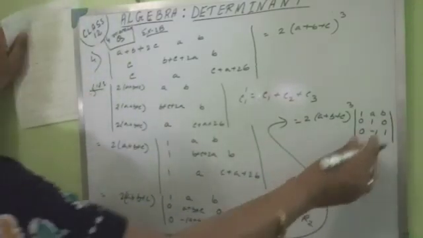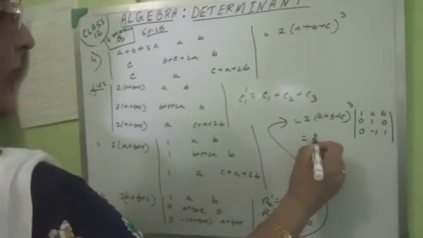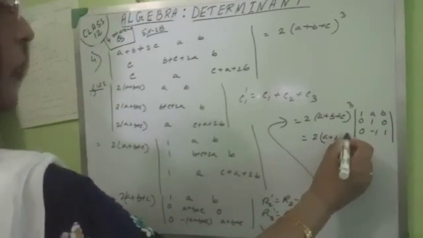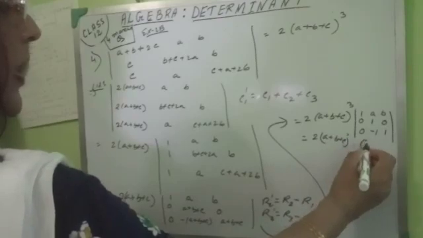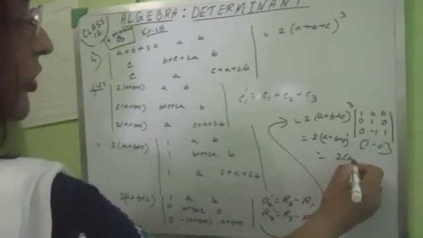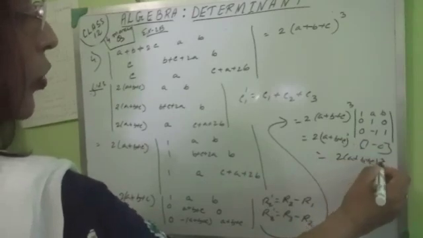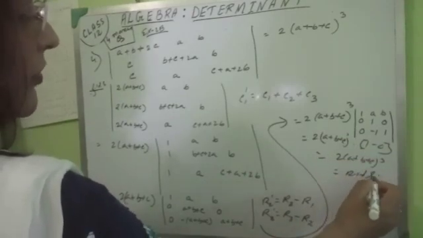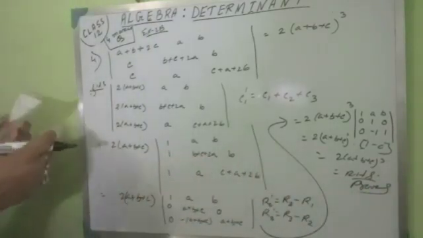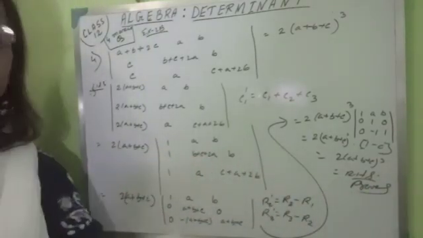Okay, so if we expand this part we will get only 1. So 2 into (A plus B plus C) whole cube into 1 minus 0, and 1 minus 0 is 1. So 2 into (A plus B plus C) whole cube, that is equal to the right hand side. Okay, this is sum number 4.